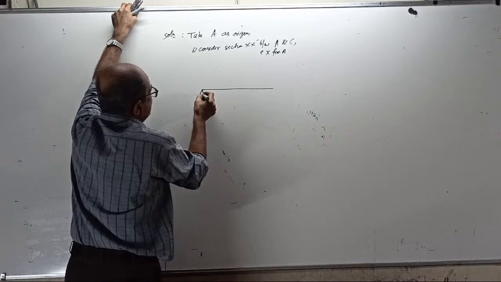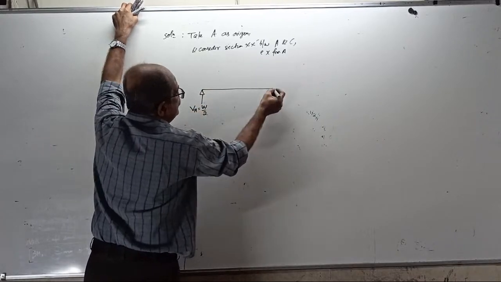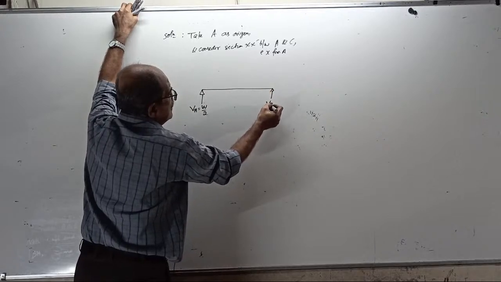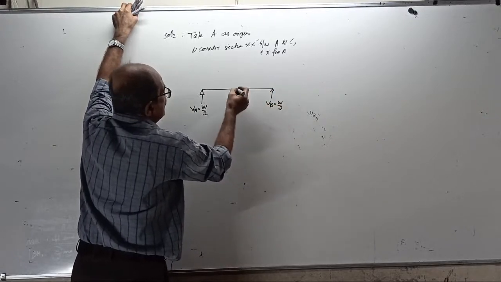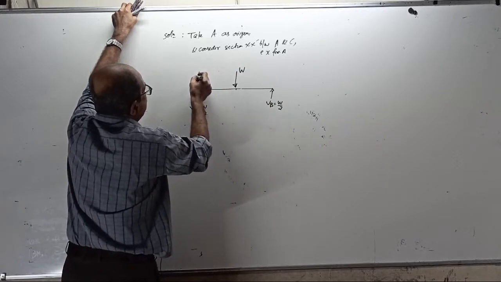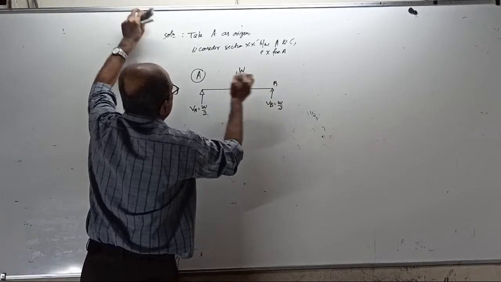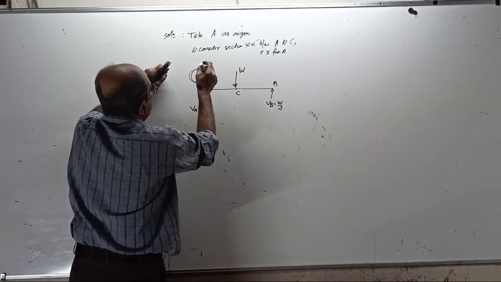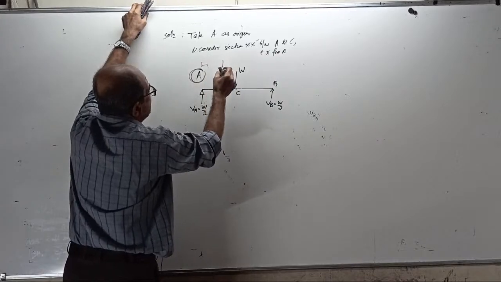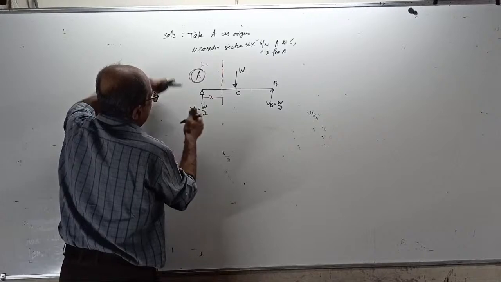See, this reaction VA equal to W by 2. This reaction VB equal to W by 2. This is a point load here, that is W. This is A, that is the origin here. This is center, this is B. Remember now, your X will go this way. Your section is here. This is X and this is L by 2.